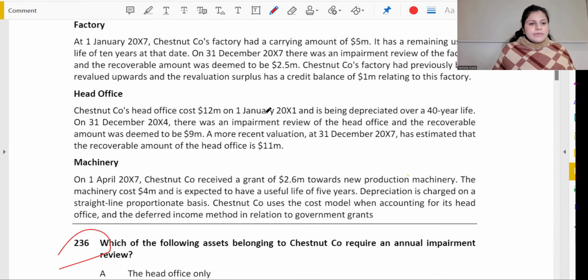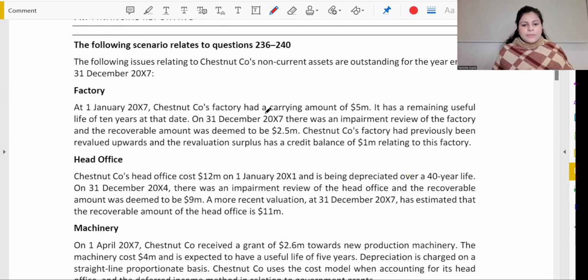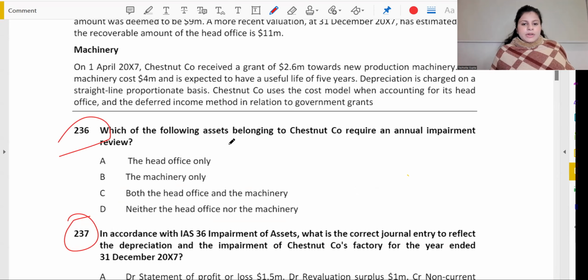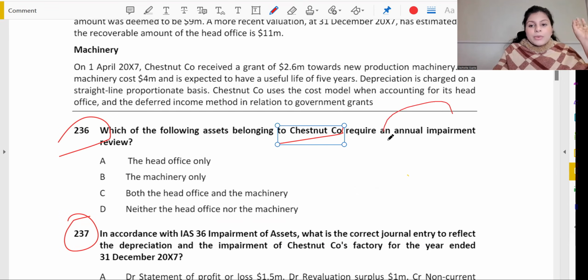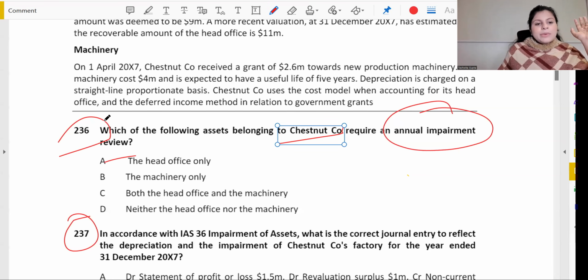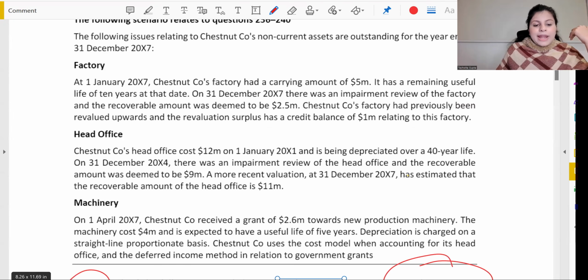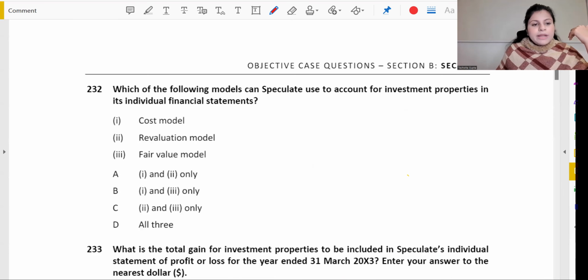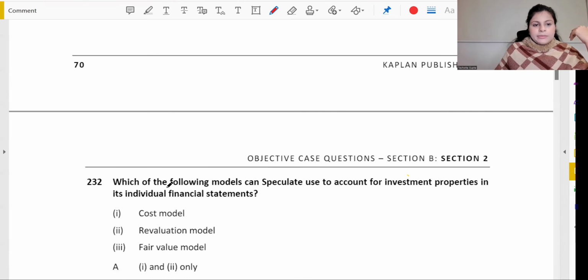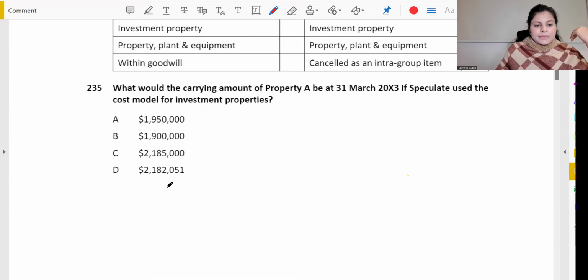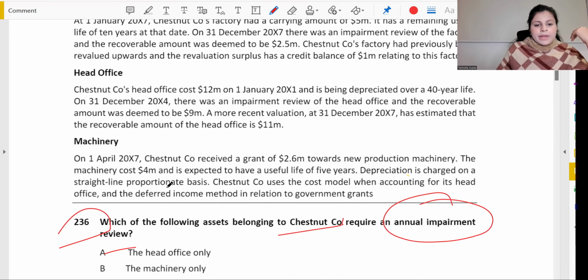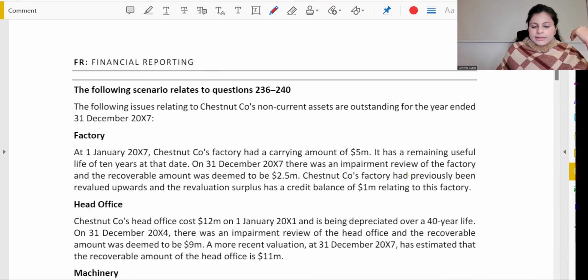Okay, one more question from Section B. Let's do it. It's related to IAS 36. Which of the following assets belonging to Chestnut Company require an annual impairment review? What is an annual impairment review? It's conducted whenever there's an indicator of impairment. So we are supposed to tell whether there was any indicator of impairment of the given assets or not. Let us see it.